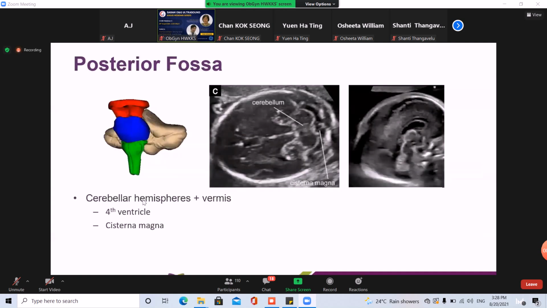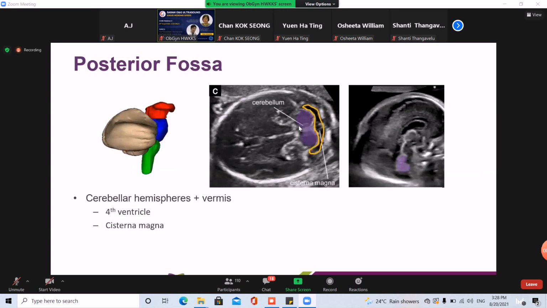Now, lastly, we come to the posterior fossa. I have already explained to you that the posterior fossa is the area where the cerebellum, the vermis, and the cisterna magna are situated. So you notice that this is the cerebellar hemisphere, vermis, and cisterna magna, and in the mid-sagittal section, you will be able to examine the vermis in its entirety.